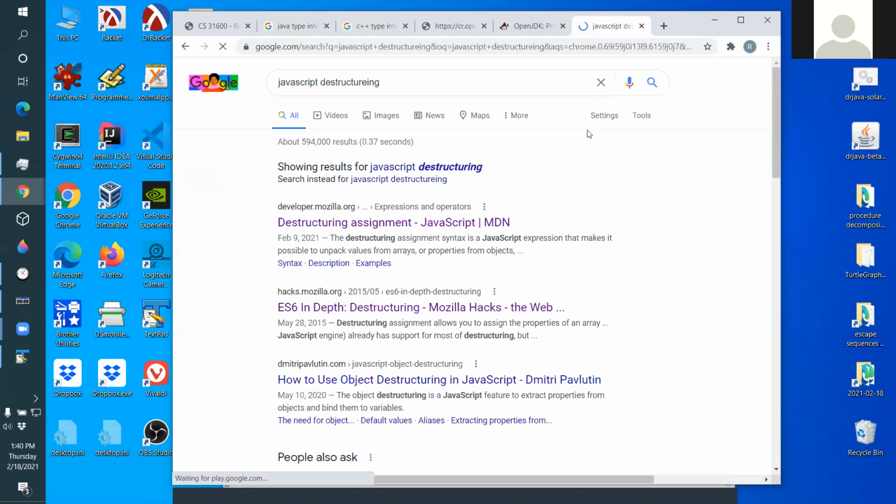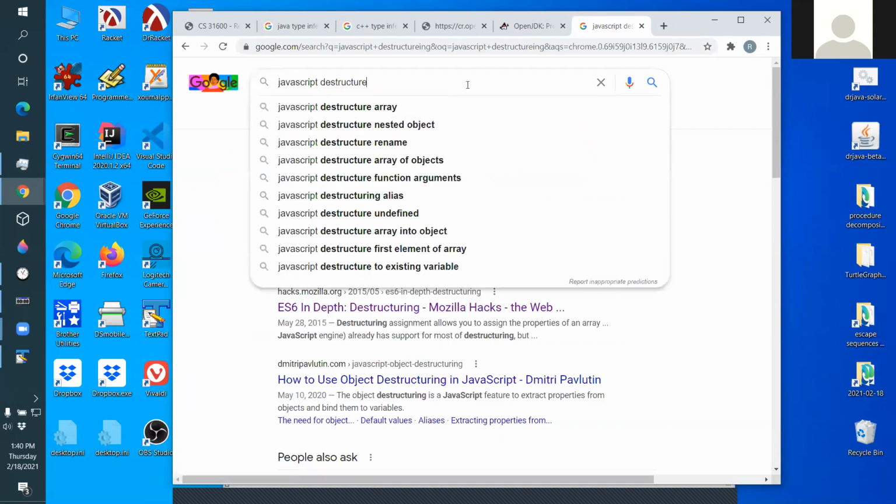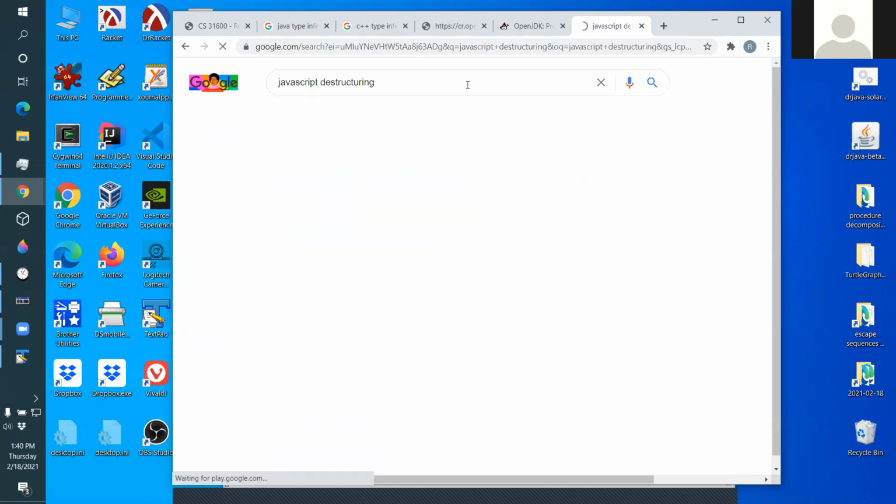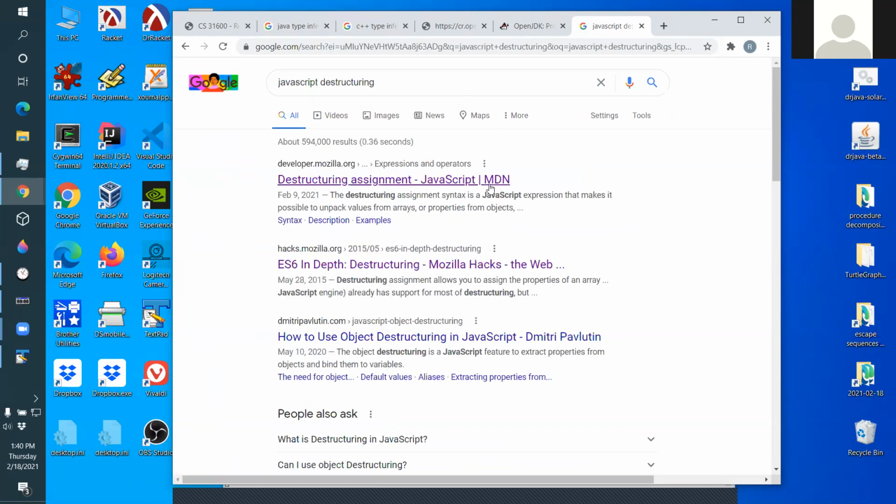This is something that was not in Java. See, did I spell it right? This was not originally in JavaScript. It was added in the 6th version of JavaScript, what we call ES6. They added destructuring, which is their word for pattern matching. And I'll show you in a minute why they call it destructuring. Okay, so they use the word destructuring to mean this pattern matching.